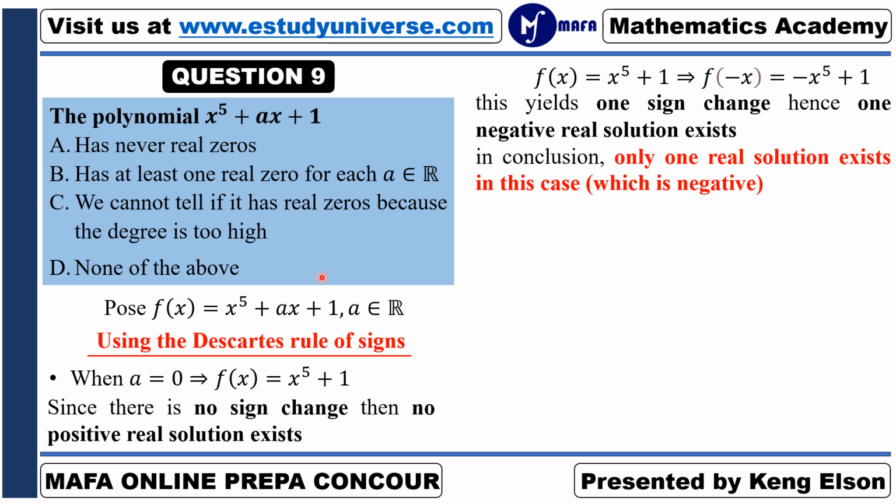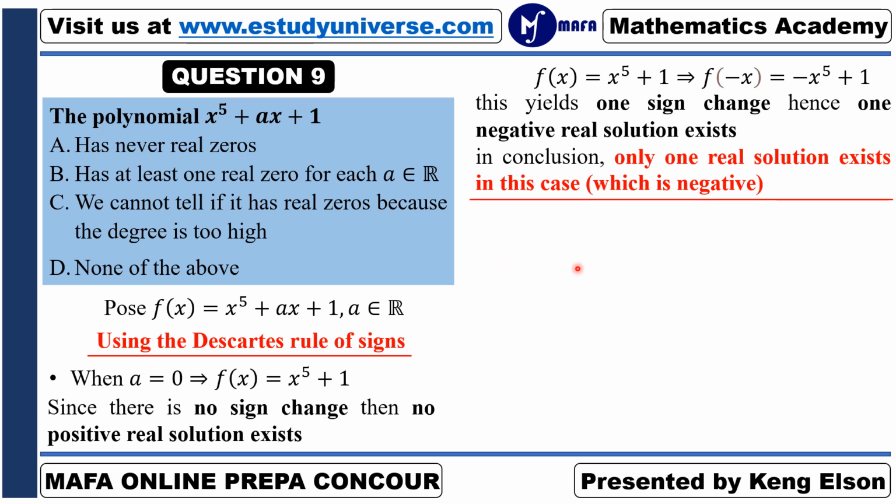So you see that for a equal to 0, there is only one real solution, and it is negative. And clearly we can know that the negative solution is negative 1, because f of negative 1 is 0. Clearly it is negative. So we have one real solution, which is indeed negative, because of the conclusion from the Descartes rule of signs.